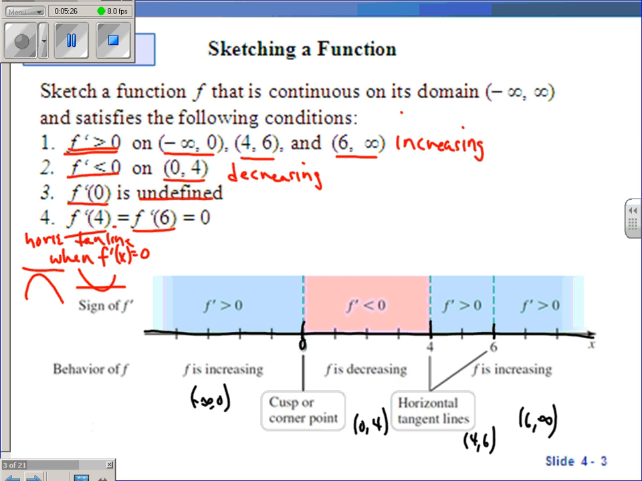At 0, we know that the derivative f prime of 0 is undefined. So at this point, we know that we're going to have either a cusp or a corner point, something like this or something like that, or something similar to those. Or it could be a vertical tangent line, which is what that cusp has. Okay, so now at x equal to 4 and at x equal to 6, we know we have horizontal tangent lines because the derivative is 0.